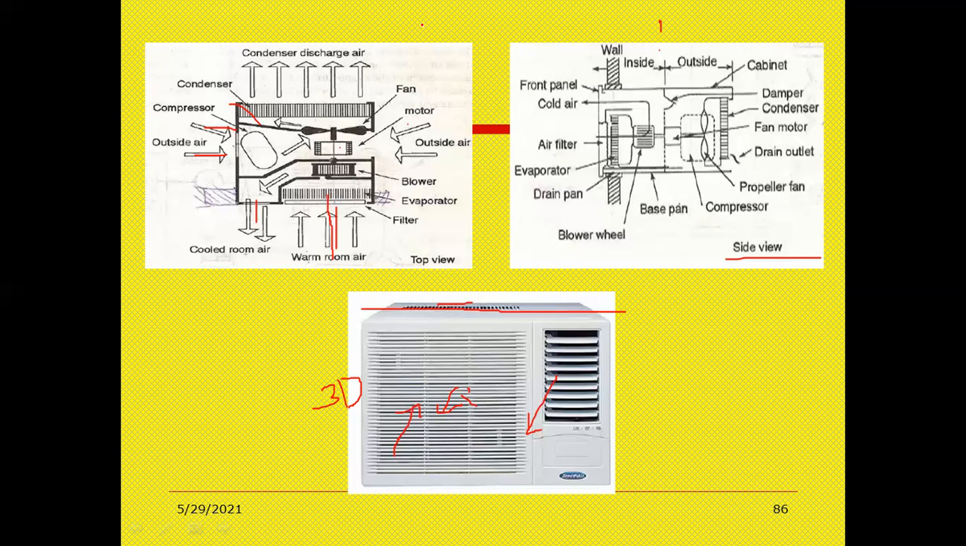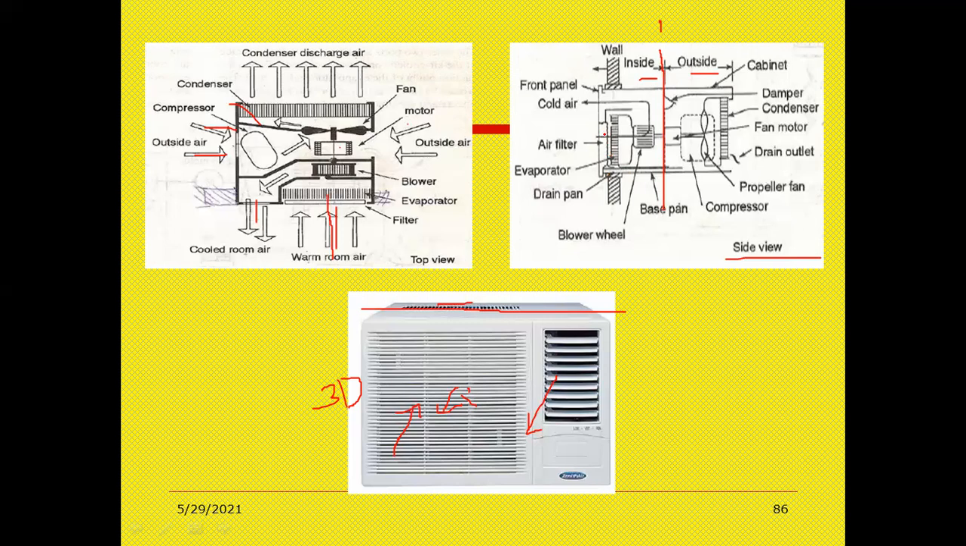Now, if you see here, the side view consists of an inside unit and an outside unit. In the inside unit, the half portion is inside your room and the half portion is outside the room. So it is mounted on the base pan, where you have the pan and outside clamp assembly.